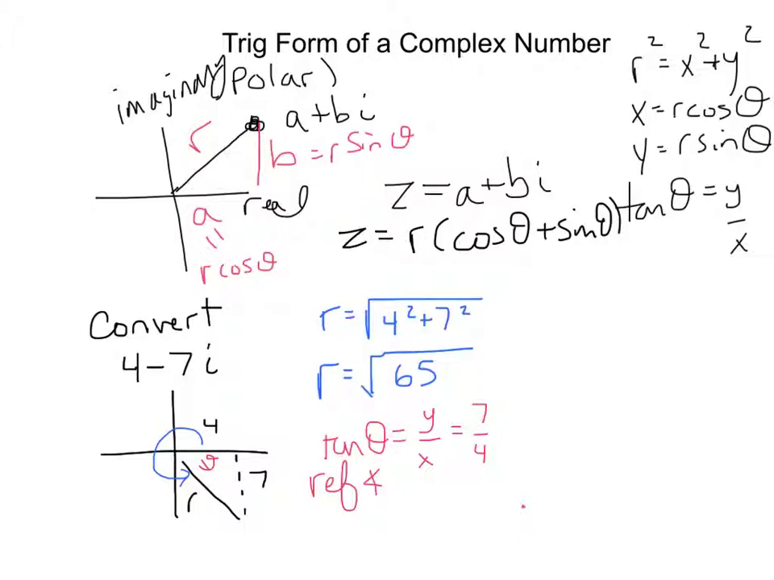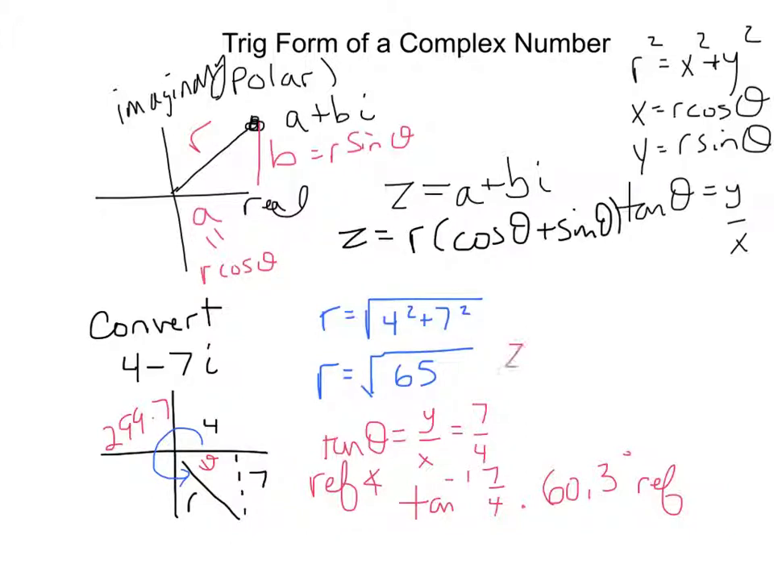And so I'm going to use a calculator. So second tan of 7 over 4. Punch that in your calculator, and you're going to get 60.3 degrees. That's the reference. Now you have to drop it into the fourth quadrant. So if that's 60.3, this whole other angle is going to be 299.7. And now we're ready to write it.